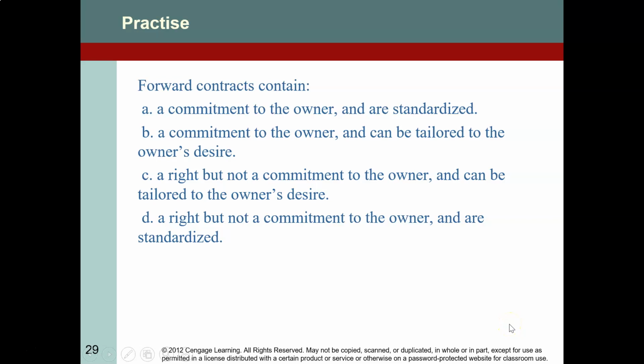Practice. Forward contracts contain: A. A commitment to the owner and are standardized. B. A commitment to the owner and can be tailored to the owner's desire. C. A right but not a commitment to the owner and can be tailored to the owner's desire. D. A right but not a commitment to the owner and are standardized. Which one should we go for?